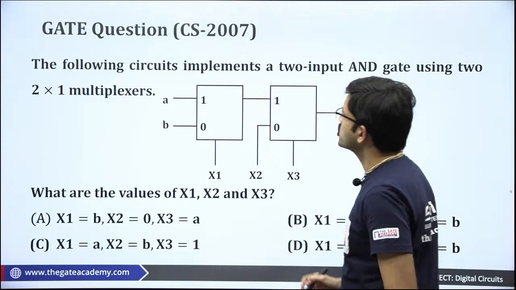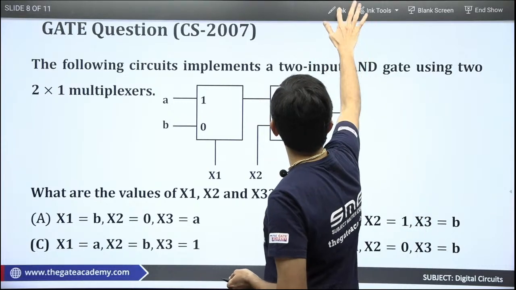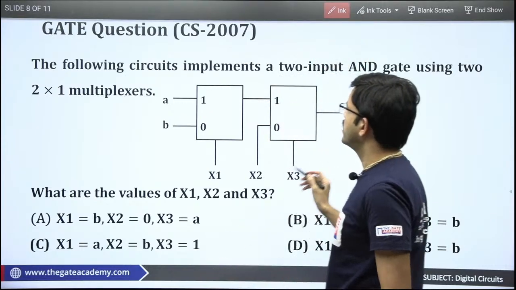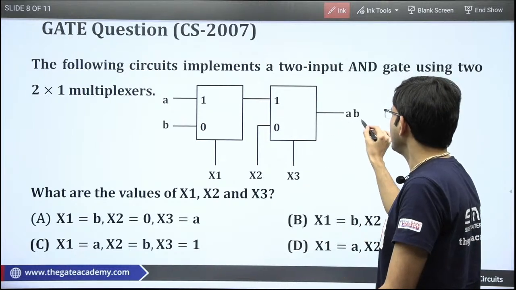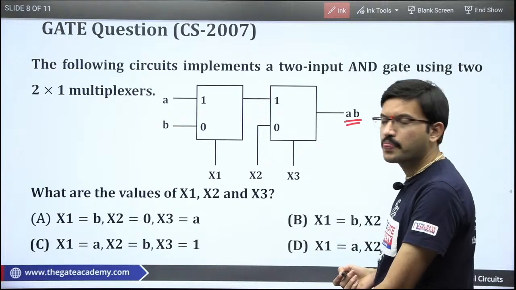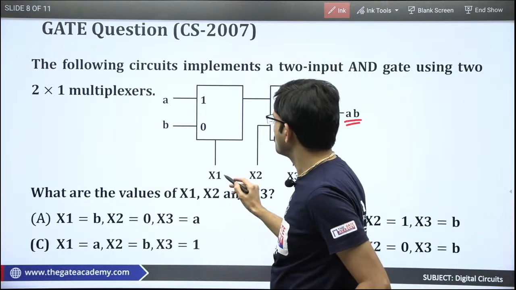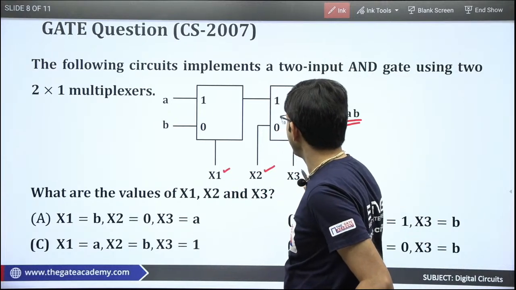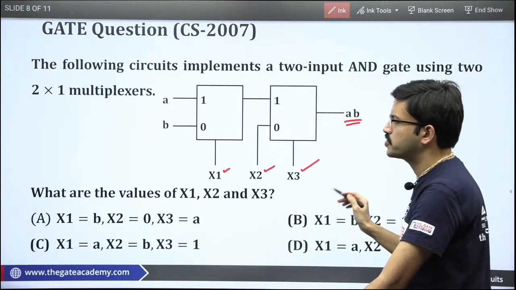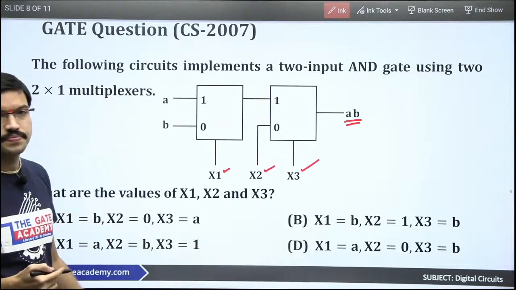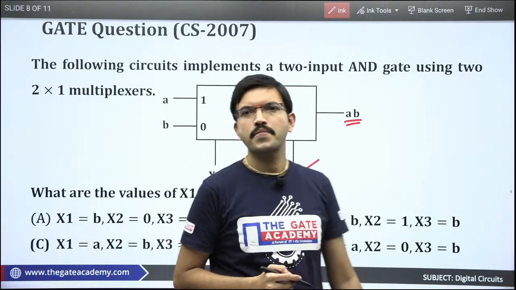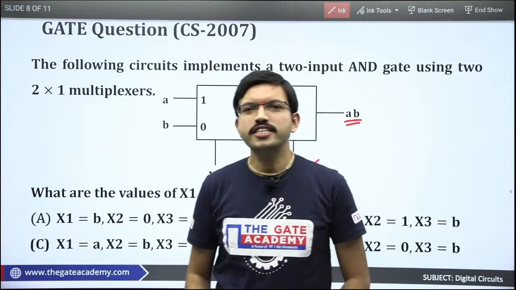This is the question asked in GATE CS 2007. They have given one multiplexer based circuit diagram and they have already given the output expression, right? In this case you have to choose x1, x2, x3 from the given 4 choices. From the given 4 choices you have to pick the correct one.